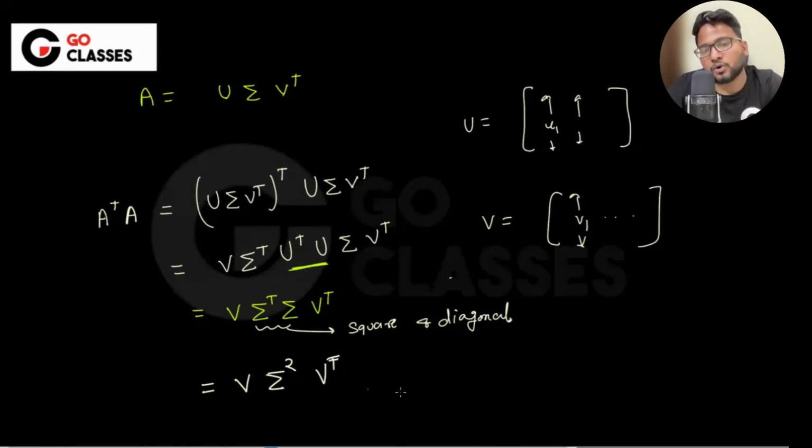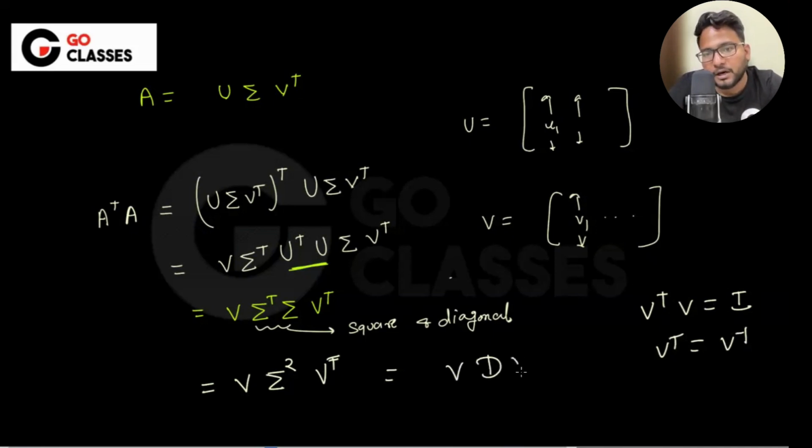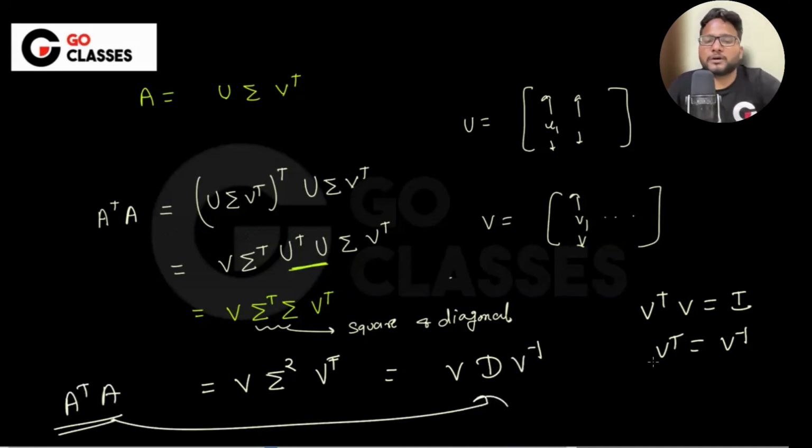If V is orthogonal, then do you remember for the orthogonal matrices, V transpose V is actually identity for the orthonormal matrices, which means V transpose and V inverse are same. So actually this is V into some diagonal matrix, let's just call it D, and then V inverse. So basically A transpose A is diagonalizable. I mean, you can diagonalize it in this way.